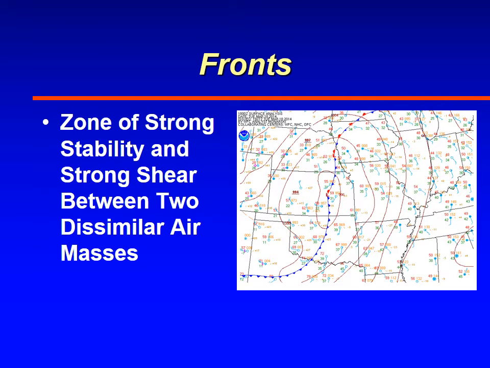And these are, of course, fronts. You know what fronts are. You remember them. Definition: the old definition was they're a boundary between two different air masses. You probably learned that back in your basic meteorology class. We're going to look at a new definition. We're going to call a front a zone. It's a zone of strong stability, strong shear between two dissimilar air masses. So we still have that distinction of air masses, but now we're looking at stability and shear.